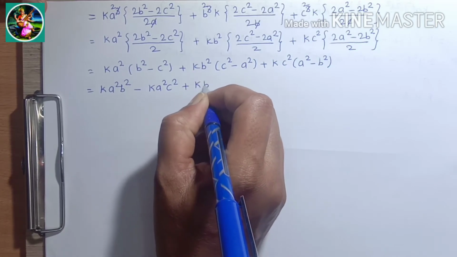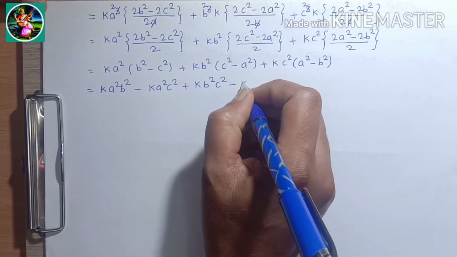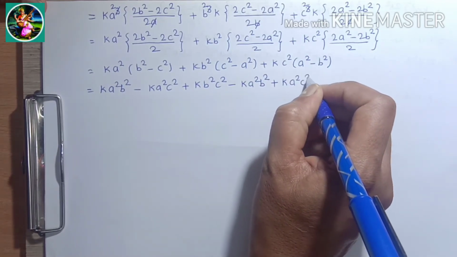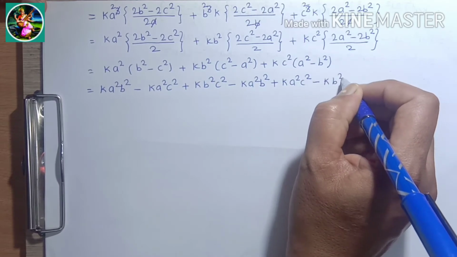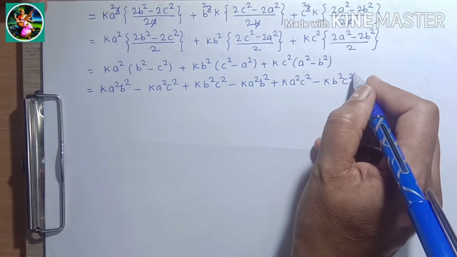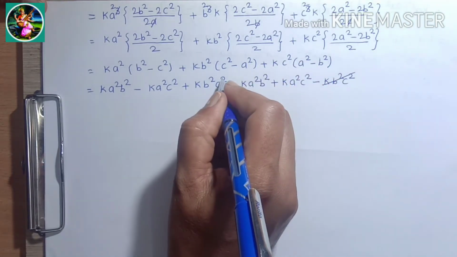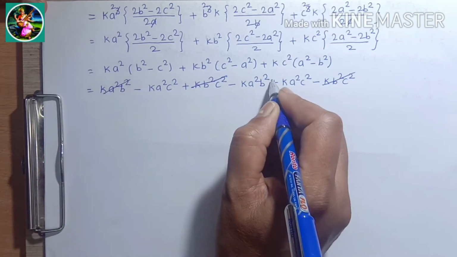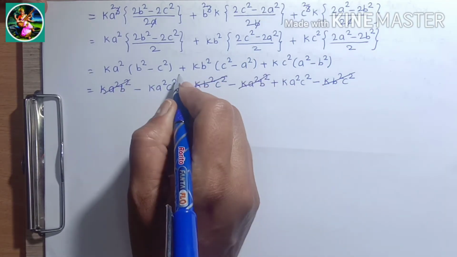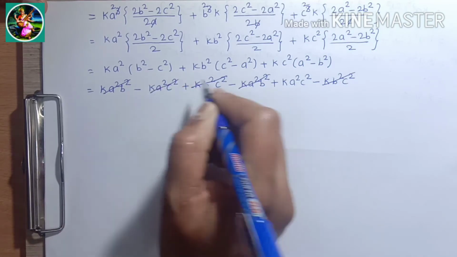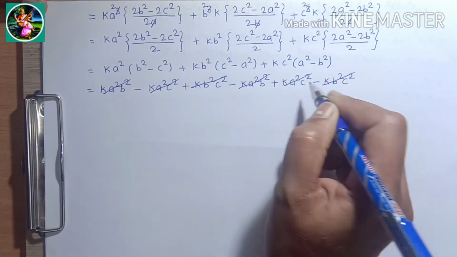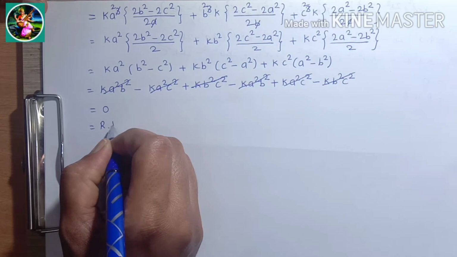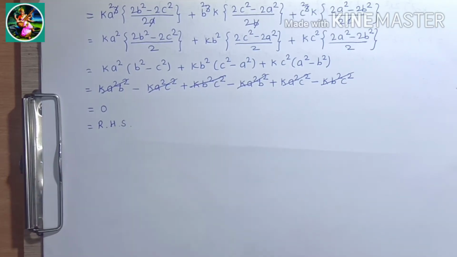plus kb square c square minus ka square b square plus ka square c square minus kb square c square. That minus kb square c square cancels with plus kb square c square. That ka square b square cancels with minus ka square b square, and that minus ka square c square cancels with plus ka square c square, here remaining 0, that is our right hand side. Hence we proved the given equality.